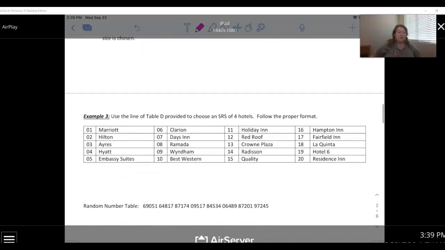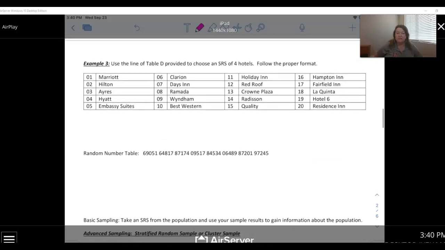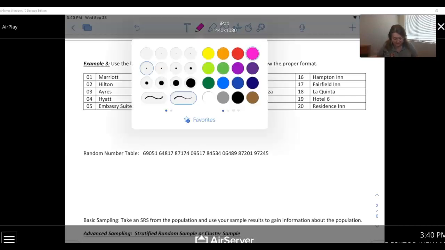All right, so next one is, let's look at an example of how we would use these. So they're saying use a line from table D. Now, lucky for us, they already provided table D. It's that number that says 96051. And we're going to choose an SRS of 4 hotels, following the proper format. So the proper format looks like this.